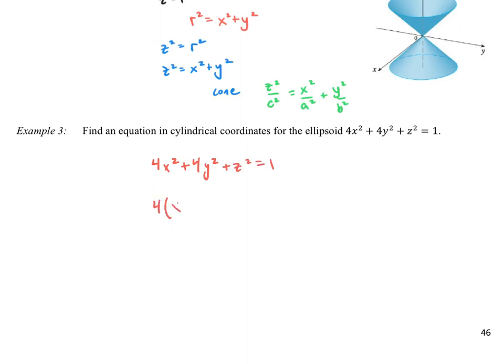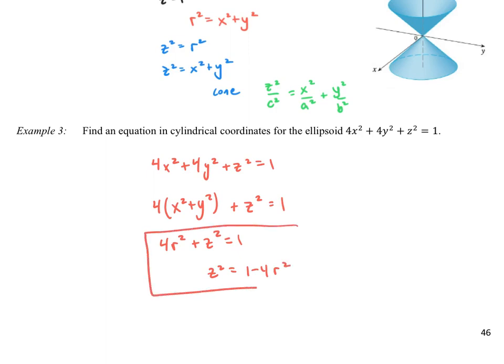So I'm going to factor out a 4, and remember x squared plus y squared is equal to r squared, and we have successfully written our equation in terms of cylindrical coordinates. You could solve for z squared, but it would not be necessary. Either one of these is totally fine. Okay, in the next video, we're going to talk about spherical coordinates. Thank you.